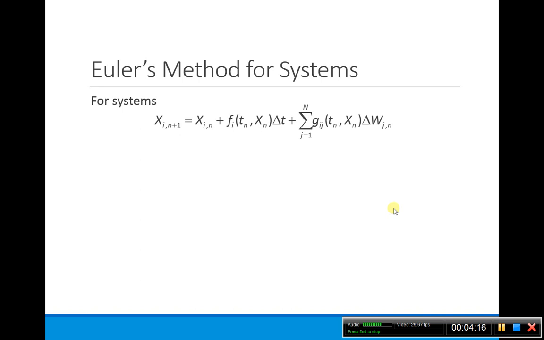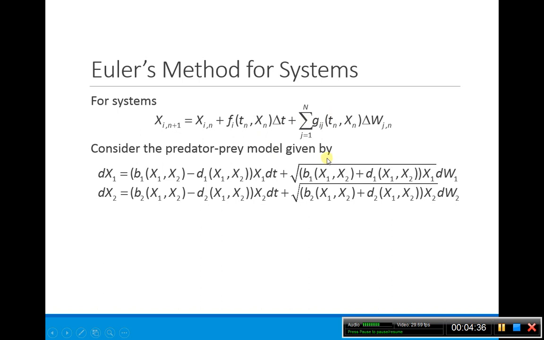Okay, so for systems, it's basically the exact same thing. In here we just add this i term, so the ith variable of our system at the next time step is the ith variable at the previous, plus our function evaluated at the previous, plus all these interacting terms. So for example, this is the predator-prey model, which is from that very first assignment. So the predator-prey model had this form.